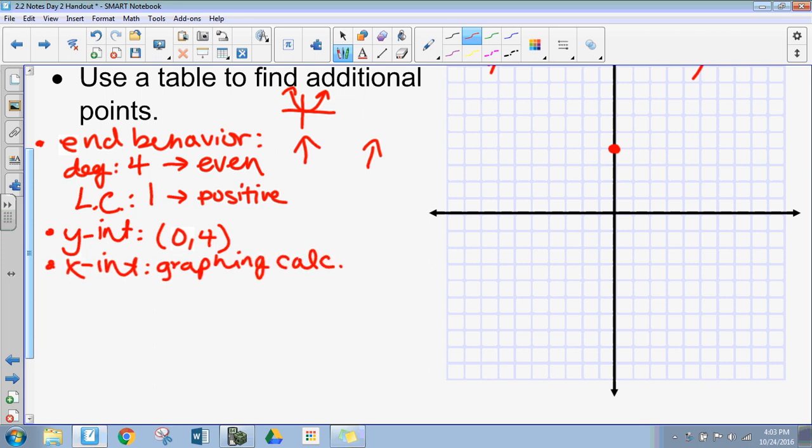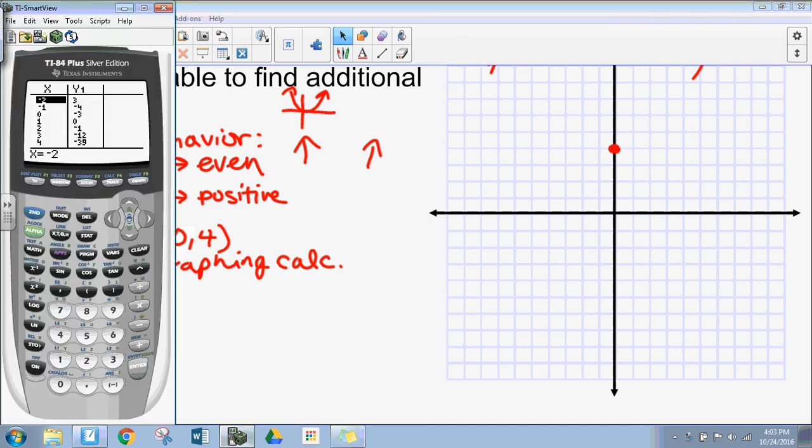Okay, so pull up that graphing calculator again. You're going to plug that in. So we have x to the fourth minus x to the third minus 4x squared plus 4. So graph that.